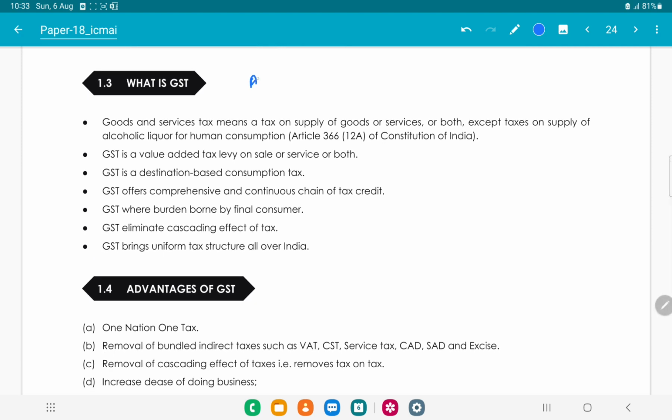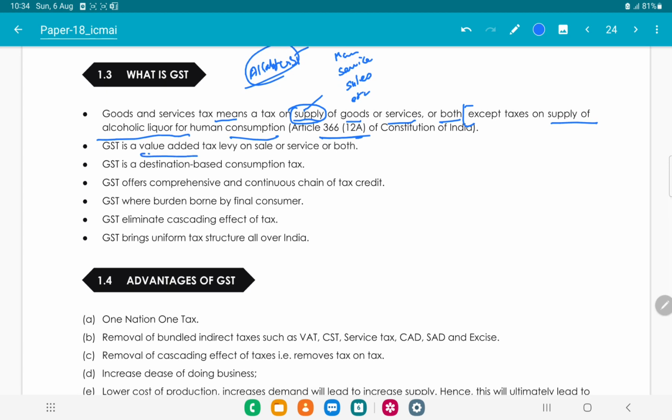What is GST? We saw all about GST. GST means a tax on supply of goods or services or both. Earlier you used to see manufacture, service, sales, etc. But now only one word, supply. GST means a tax on supply of goods or services or both except supply of alcoholic liquor for human consumption. So this is the definition as per Article 366(12A). We covered that also. GST is a value added tax levied on sale or service or both.